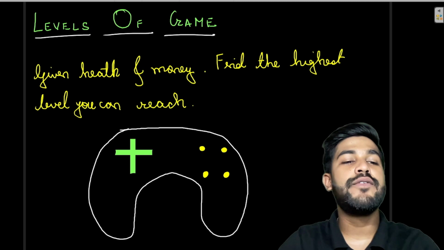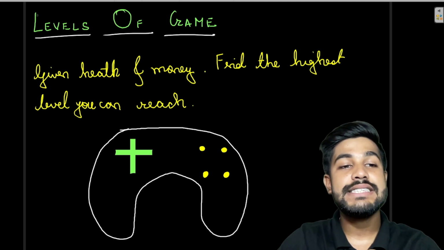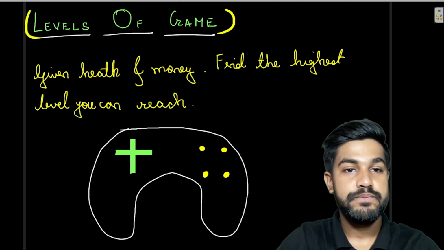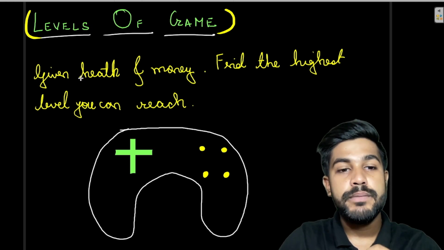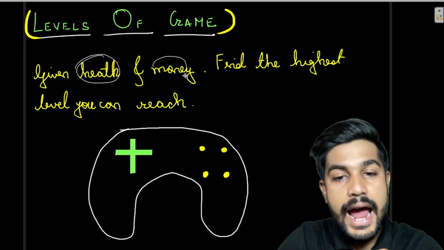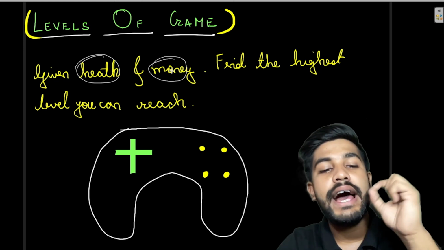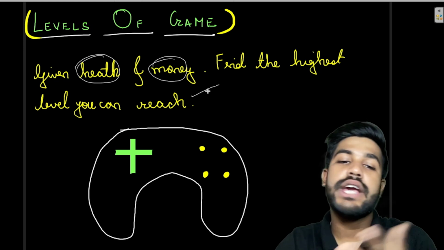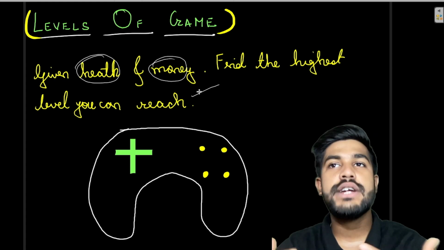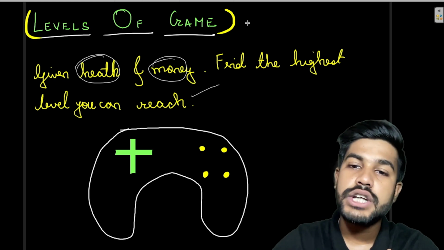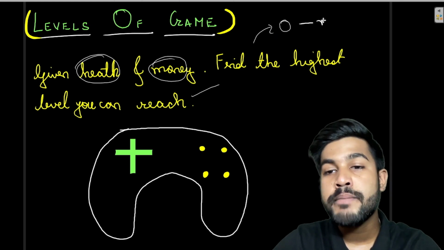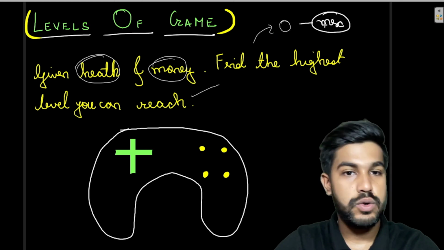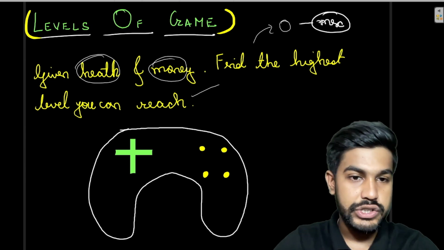Today we would be solving the problem named Levels of Game. In this problem we are given a health and a money, and we need to find the highest level that we can reach. The initial level is 0 and you need to get to the maximum level that you can go. But there are some conditions.